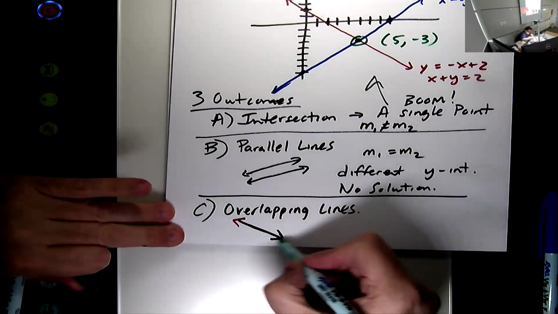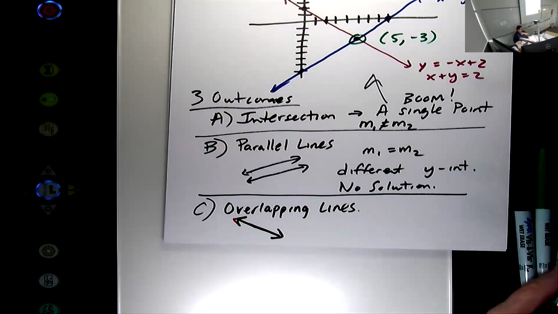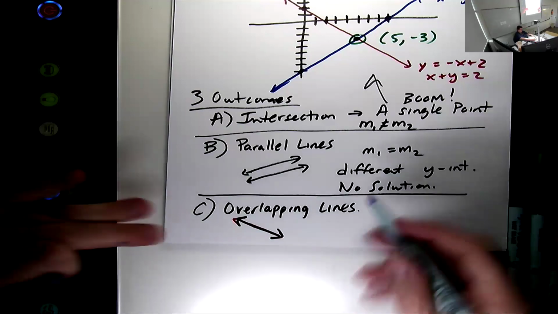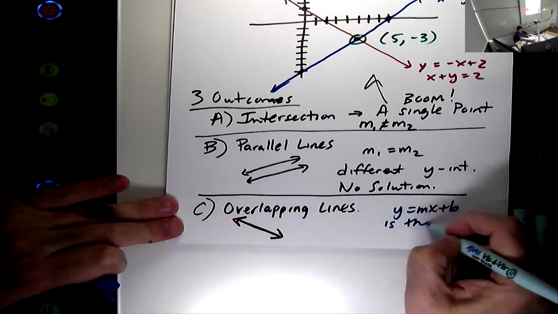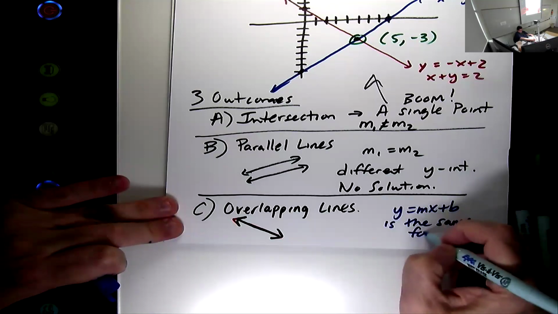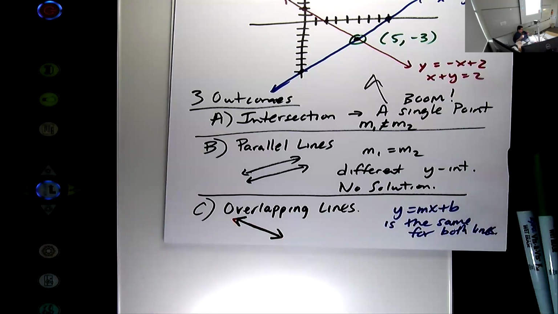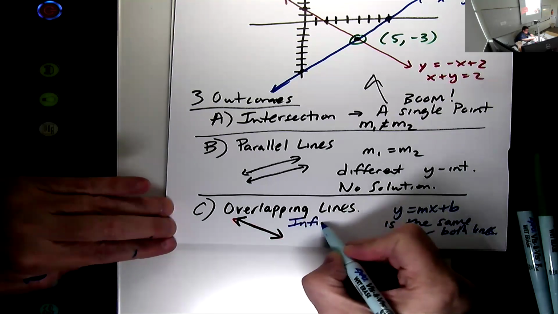And the lines are right on top of each other. In fact, if you simplified the equations, you could get them to look the same. You would end up with y equals mx plus b being the same for both lines. So any point on one line, no matter where you're at on the line, works on the other line because it's the same line. This has infinite solutions along the line.